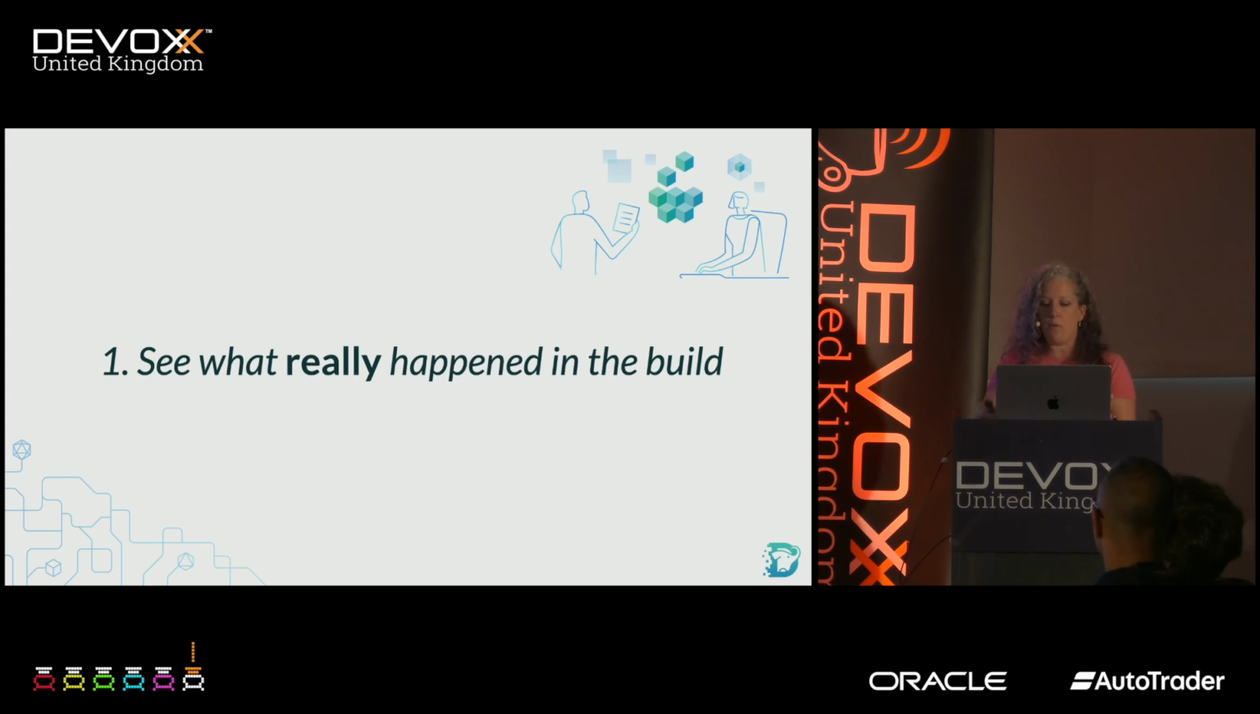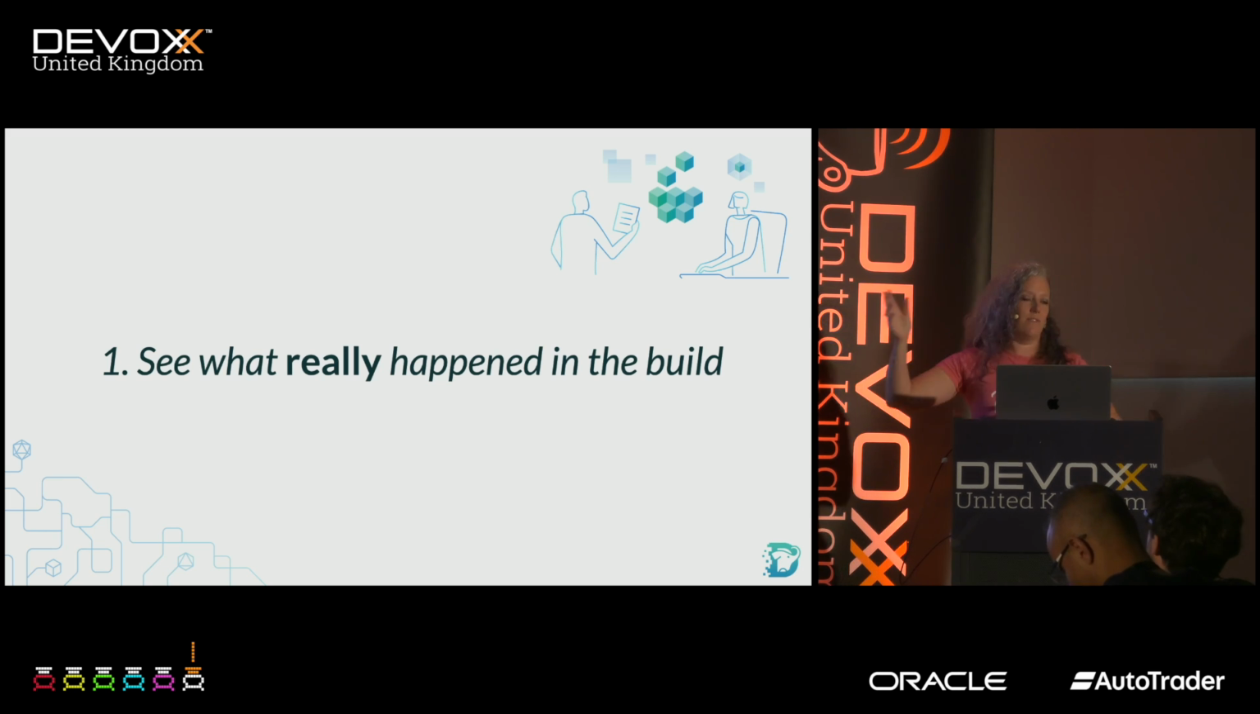And so this way we can get an idea of exactly what happened in the build, including which dependencies it really used, not just the dependencies you asked for in the build file, but it will tell you, like, you asked for version 2.5.3, but we used 2.6 or whatever.